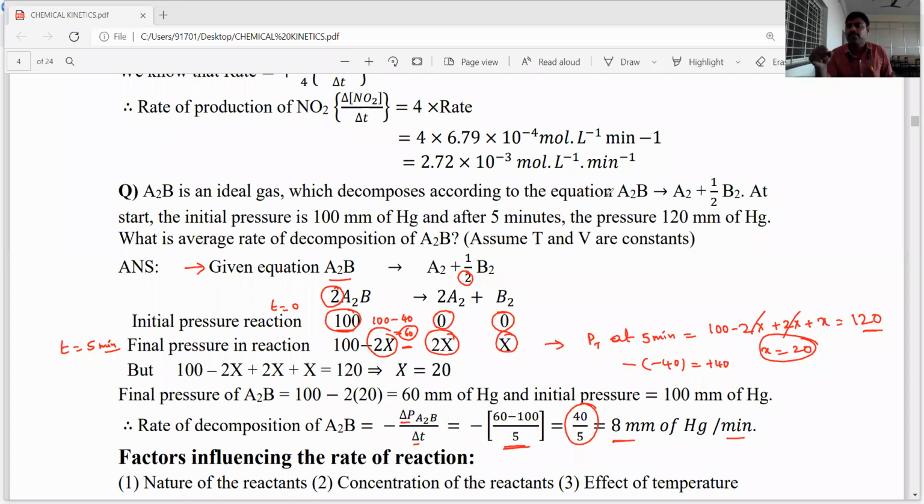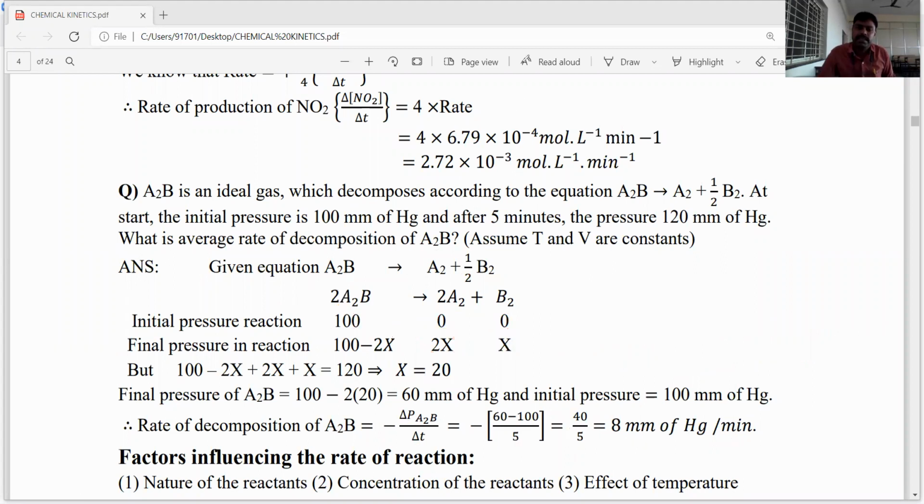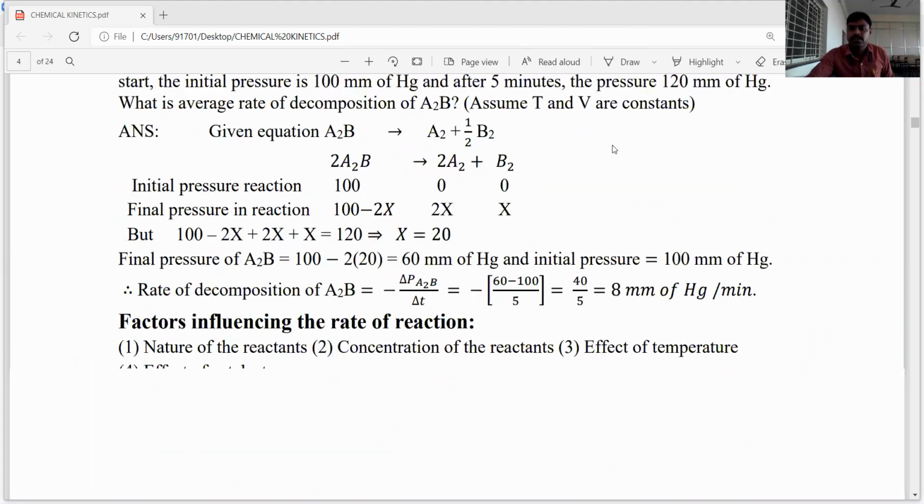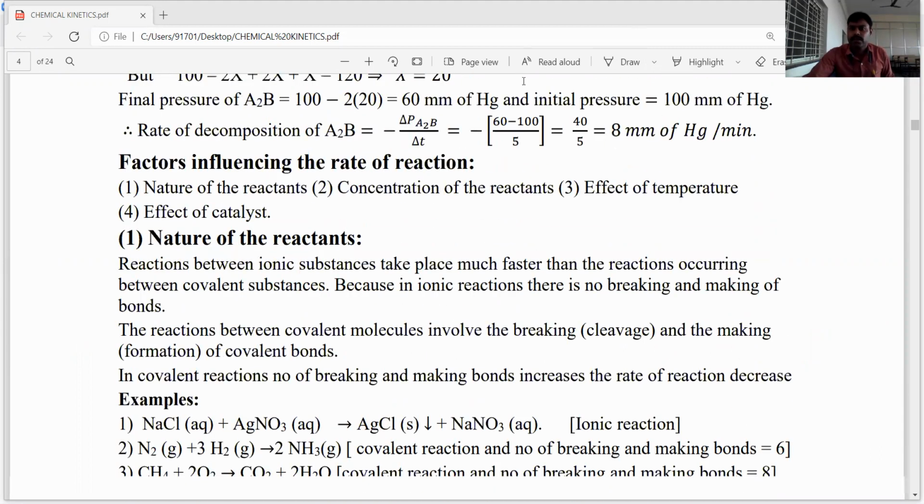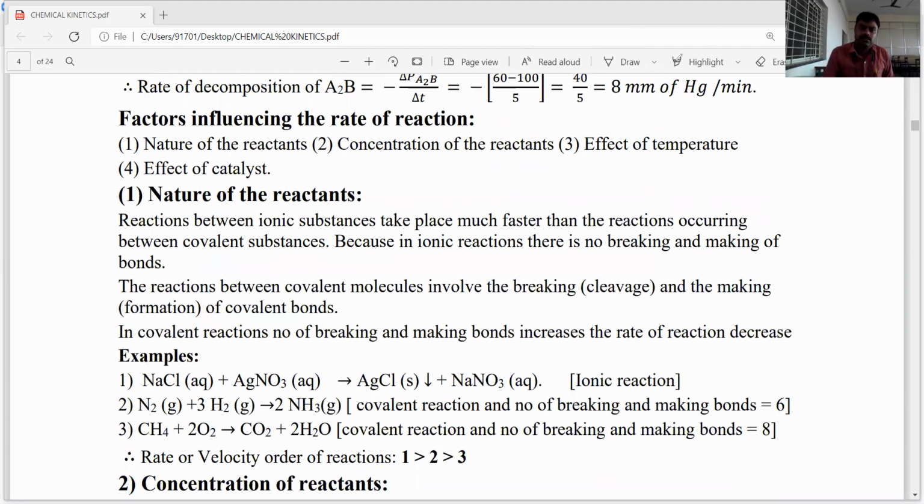Now this is about the average rate or rate of reactions, for different types of reactions. These problems are very important for board exams as well as NEET and JEE examinations. Now, what are the important factors affecting the rate of reaction, average rate of reaction or instantaneous rate of reaction? Now we need to discuss these factors, which are very important for board exams as well as all competitive exams.